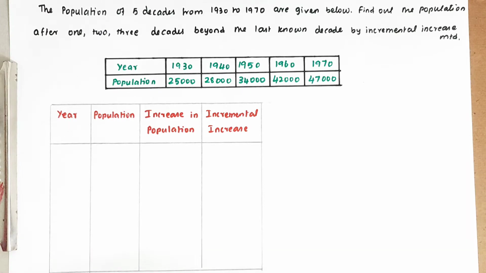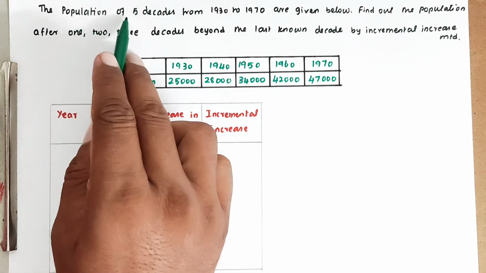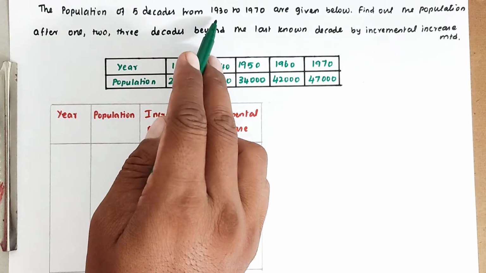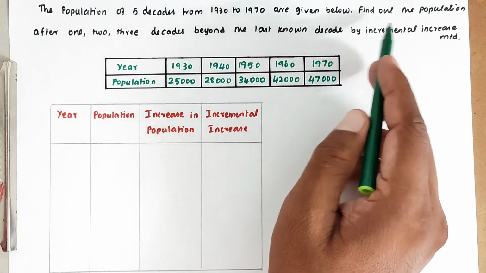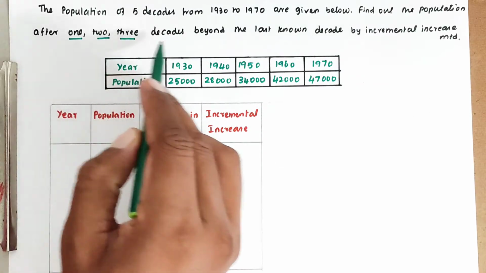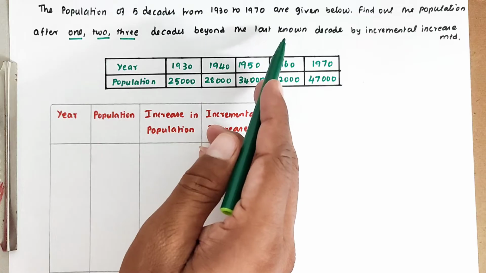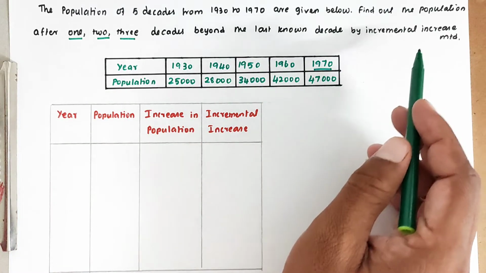Today we are going to see a problem related to water supply engineering, in the topic of population forecasting. The problem is: the population of 5 decades from 1930 to 1970 is given below. Find out the population after 1, 2 and 3 decades beyond the last known decade. The last known decade is 1970, by the incremental increase method.